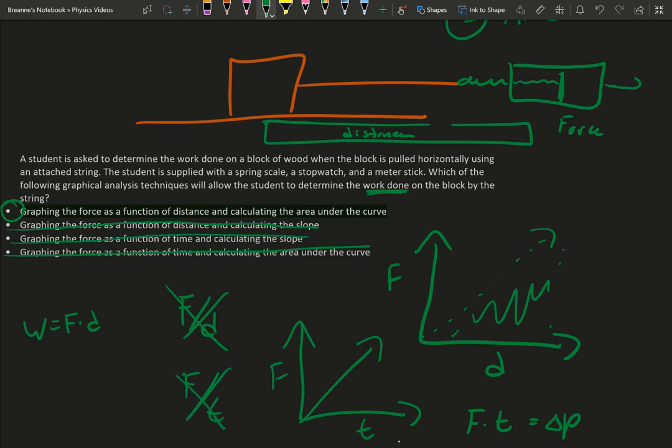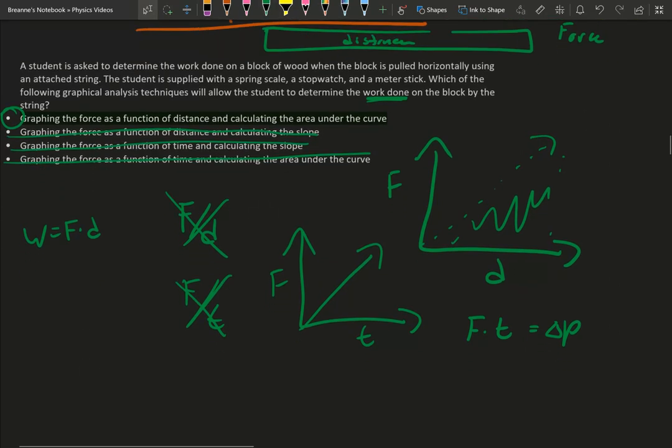So they were trying to be tricky in there and putting the force as a function of time in there, because that is a thing you have to solve for momentum. We just, at this point in time, hadn't talked about it, but we have now.